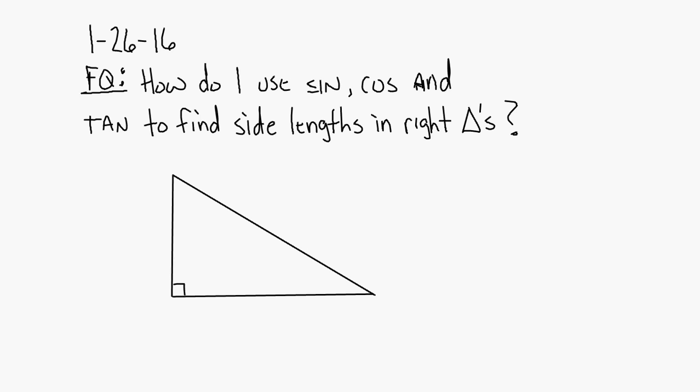Okay, this angle down here in the bottom right, let's make it 25 degrees. Let's make the side opposite the angle x. The side adjacent to the angle is 18. And let's make the hypotenuse y. Make sure that you have SOHCAHTOA written on your paper. That's the acronym to help you remember all the ratios.